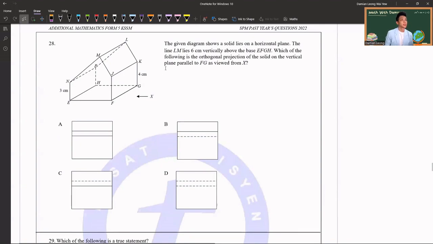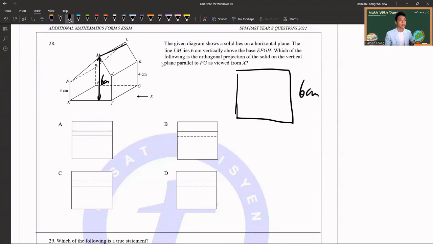Question 28. The given diagram shows a solid lying on a horizontal plane. The line LM, this line, lies 6 cm vertically above the base EFGH. So straight up here is 6 cm. Which of the following is the orthogonal projection as viewed from X? If you view from X here, basically I have the whole thing as a 6 cm height rectangle.